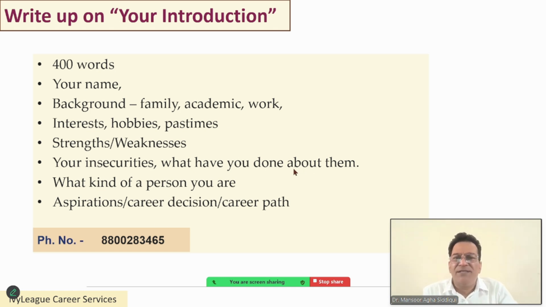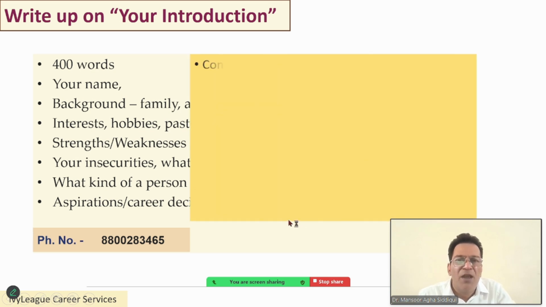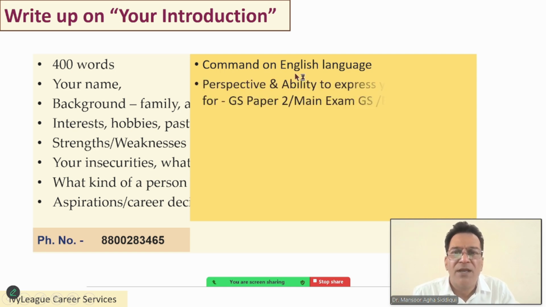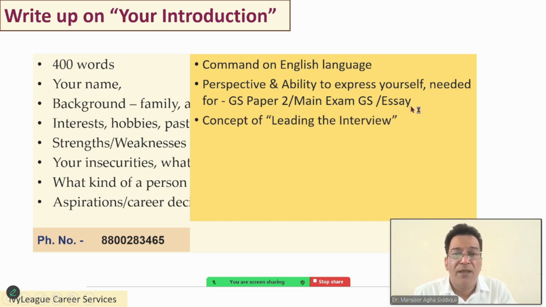Okay, there's a reason why I went in for giving you this assignment. This assignment will point out to you your command on English language. In case there's a requirement, then I'm going to give you feedback upon this area. This also is indicative of your perspective, your way of thinking, your ability to express yourself, which is required for your GS paper 2 and for the mains examination, as well as for the essays. It is vitally important for essays. It is also important for your interview, because there's a certain concept of leading the interview.